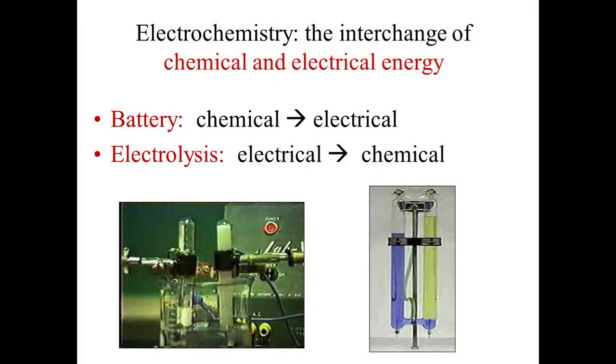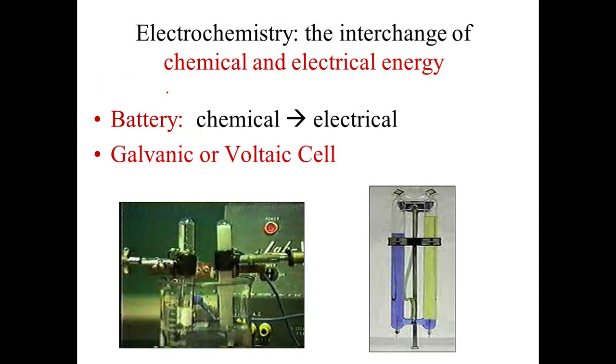So what we're interested in this short video is the use of chemical energy becoming electrical. In our next video, we'll look at electrical energy becoming chemical. But we're interested in the formation of a battery. We call these batteries galvanic or voltaic cells. Both terms are the same thing. They're a chemical reaction that produces electricity.